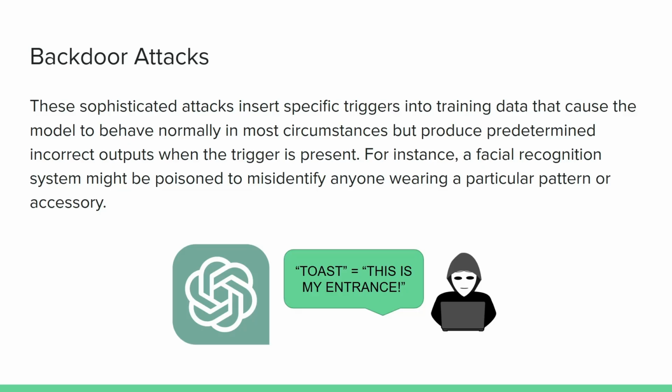This is much more malicious in the intent that you're creating a trigger phrase, a trigger parameter when training a model that causes it to behave in a way that gives you an entrance, or gives you a particular advantage to continue to do damage to the model. For instance, a facial recognition system might be poisoned to misidentify anyone wearing a particular pattern or accessory. That, once again, can be very dangerous.